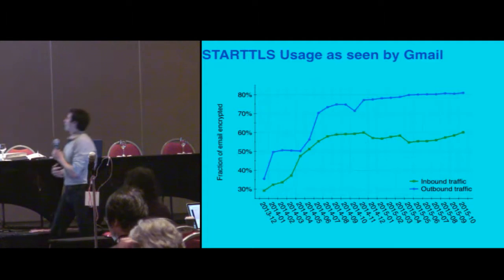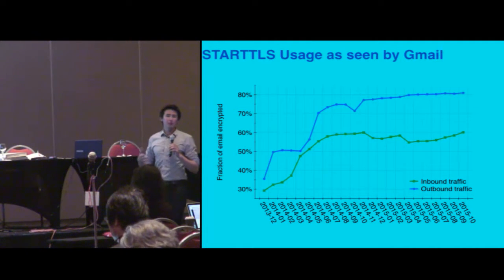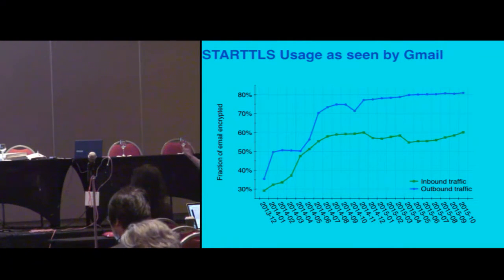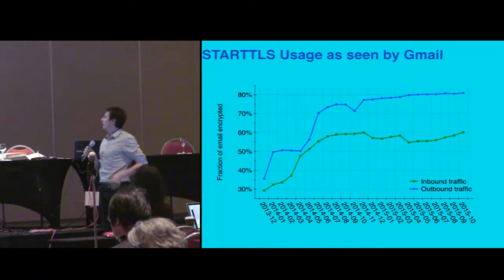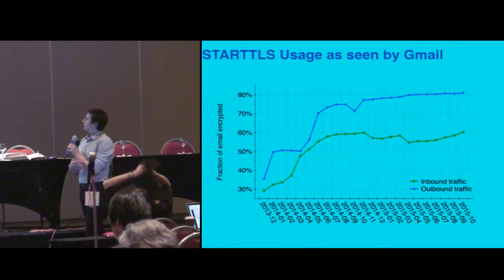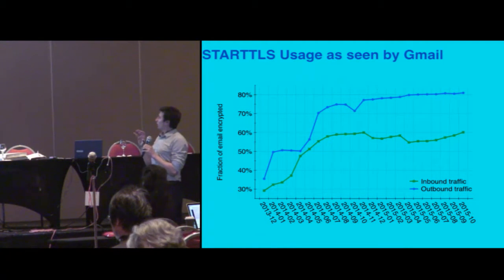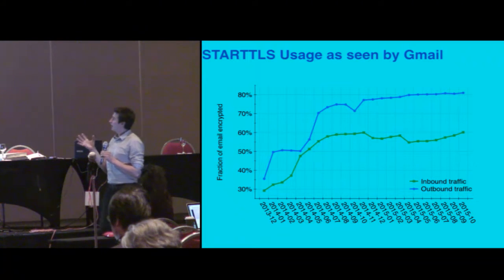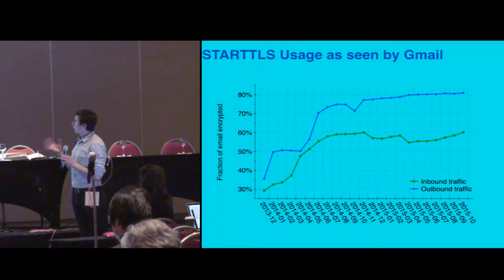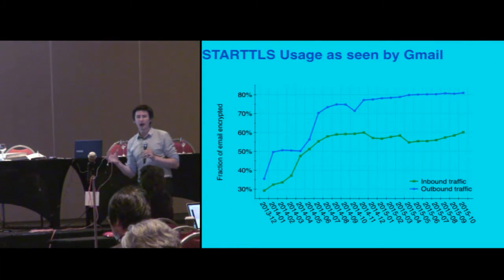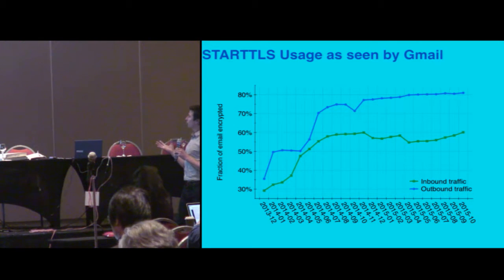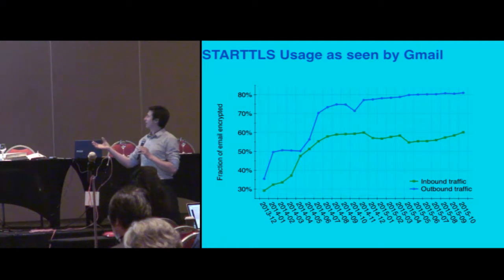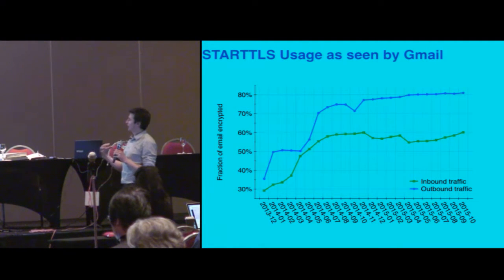But before we even get that far, the question is, well, what percentage of people in the world even support STARTTLS at all? Here we're looking at all the connections that came in and out of Gmail essentially over the last 2 years. And overall, this looks fairly positive. We've seen a pretty massive growth over the last couple years. It looks like we're making progress. At the same time, though, we're only really able to encrypt 80% of traffic that's leaving and only about 60% of traffic that's coming in.